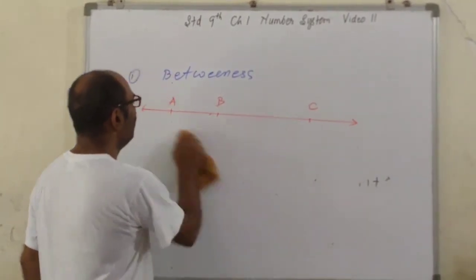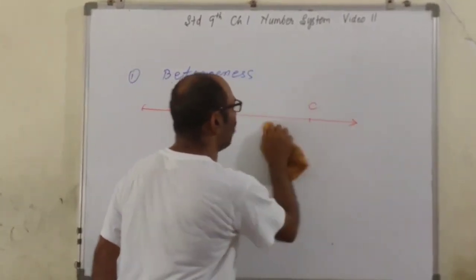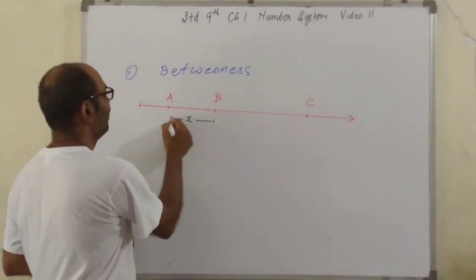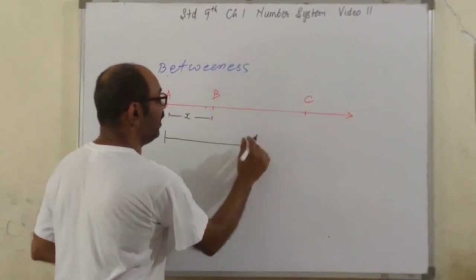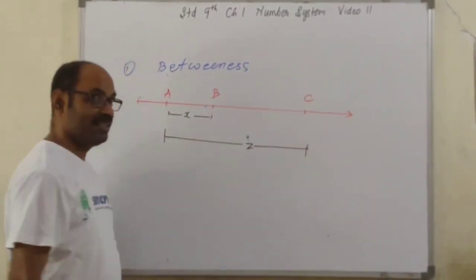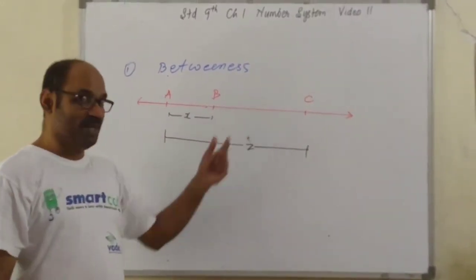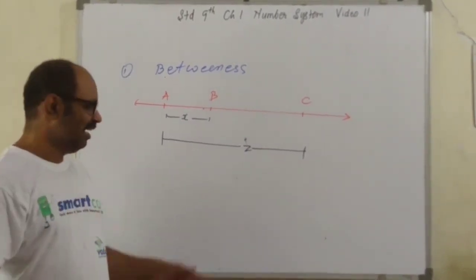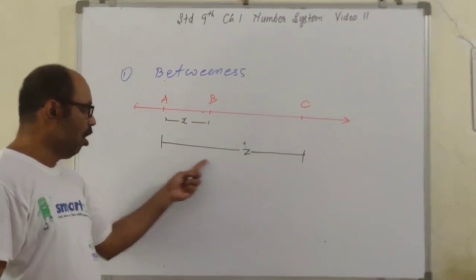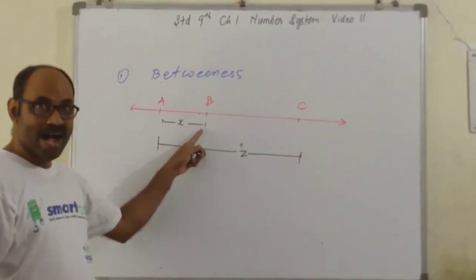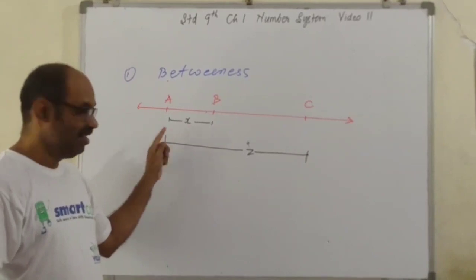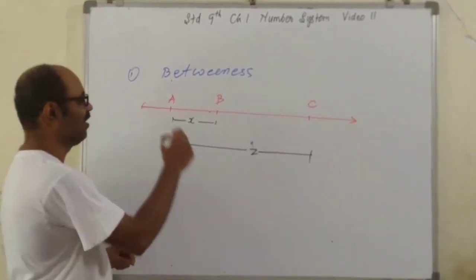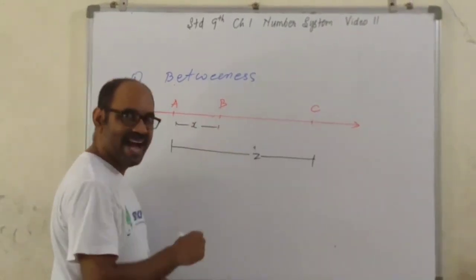Alright. Now considering the same concept. Suppose AB is X and AC is Z. Then what is BC? Can you guess? Yes, quite easy. Directly you can say the whole distance AC minus the distance AB. So Z minus X. But technically how do you get that? See this, A-B-C.